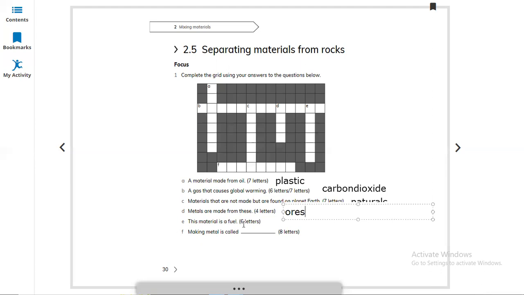Okay, the material is a fuel. Fuel, it's obviously oil or diesel. Making metal is called smelting. Yeah, smelting. Making metal is called smelting, 8 letters. Let's move to the next page.